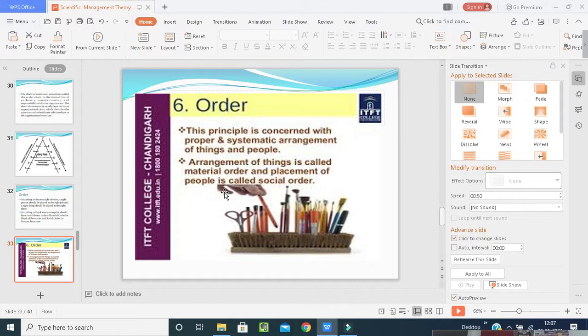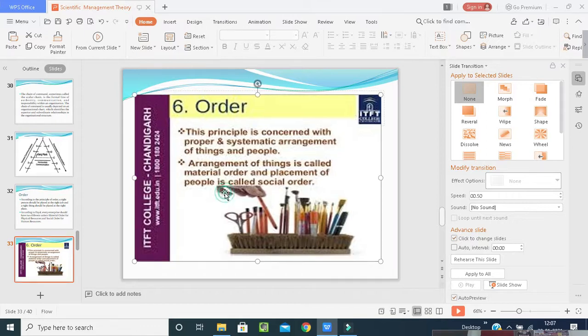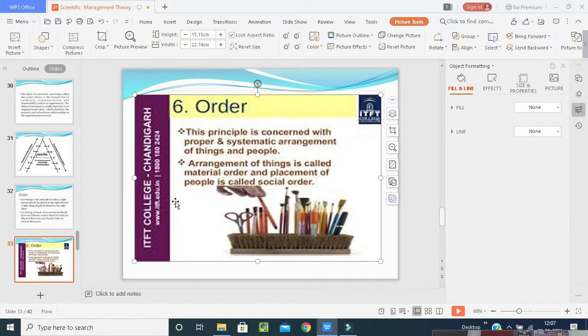Order is concerned with proper and systematic arrangement of things. That means people should be arranged in a proper way. Things should be placed in the proper way. Arrangement of things is called material order, and placement of people is called social order.